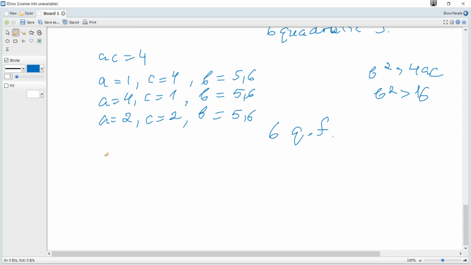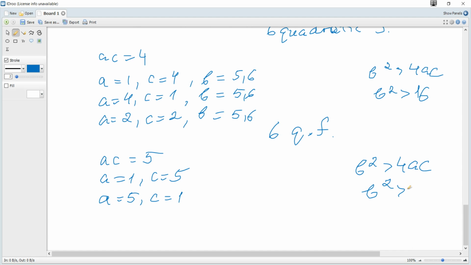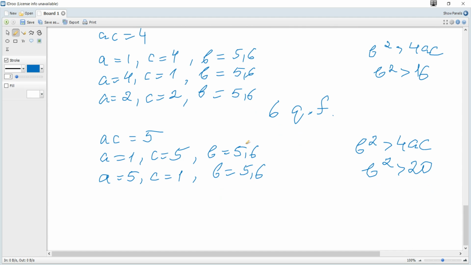When AC is 5, A is 1, C is 5, and definitely there will be only 5 and 1 because it's a prime number, so it's 1, 5 and 5, 1. And again, B squared greater than 4AC, B squared is greater than 20, so it's again 5 and 6. And 2 and 2, 4 quadratic functions.